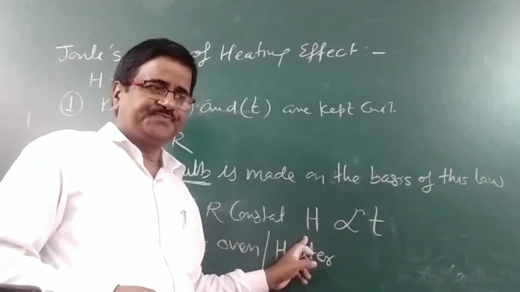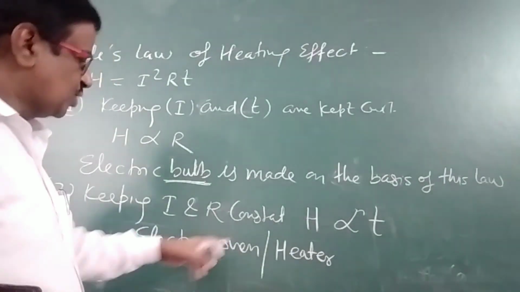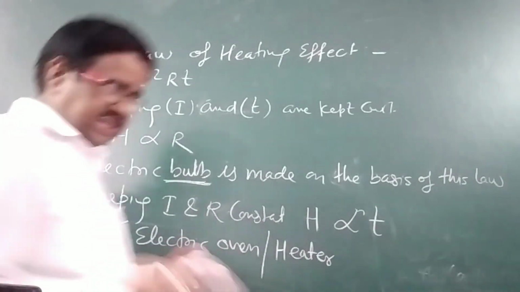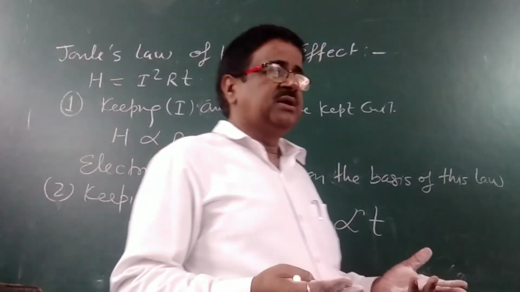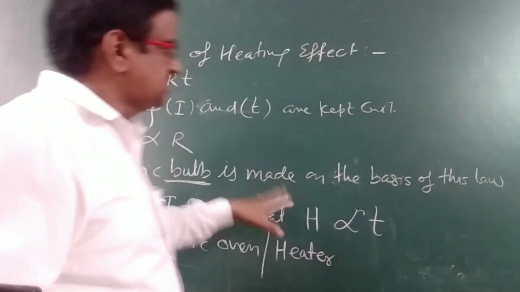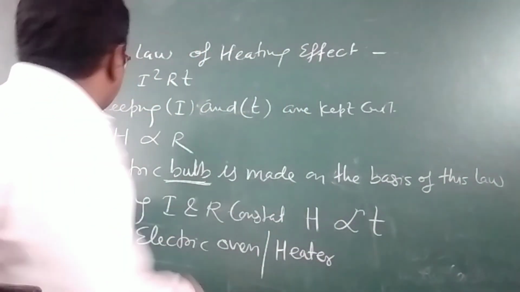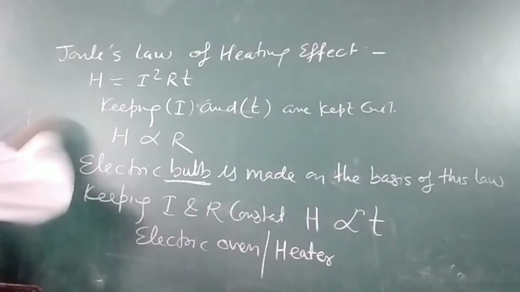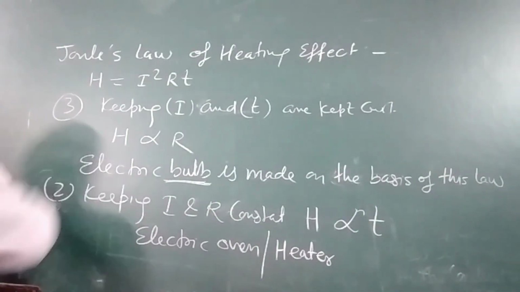Time is passing, heat is increasing. On this basis, electric oven, electric heater, electric iron, toaster, geyser are made. Now come to the third law. There are three laws of Joule.